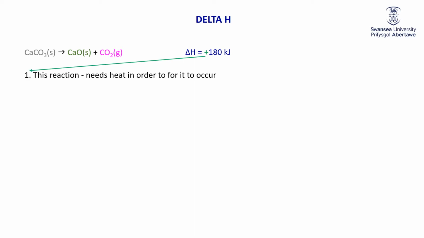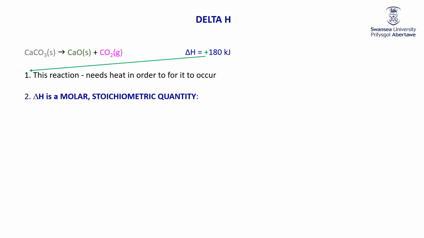Well, consider this decomposition reaction here. Calcium carbonate goes to calcium oxide plus carbon dioxide. And I'm going to tell you delta H for this is plus 180 kilojoules. What information can we get out of that? Well, first of all, of course, it's positive. So that means that this reaction needs heat in order for it to occur.